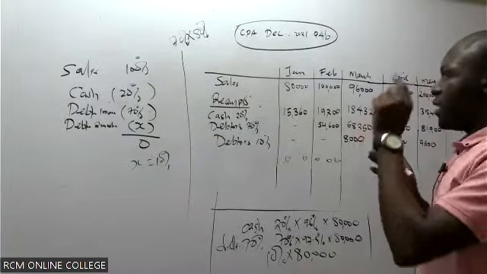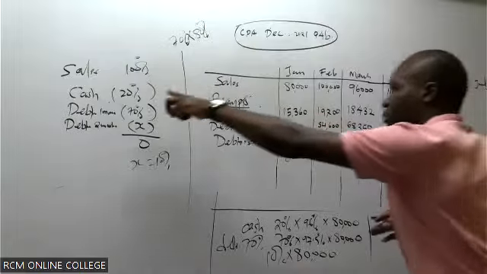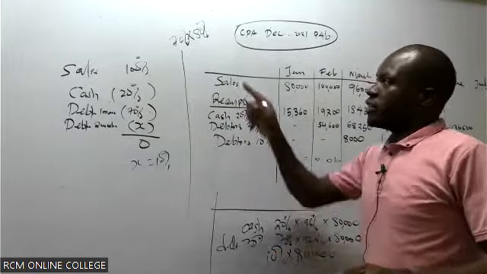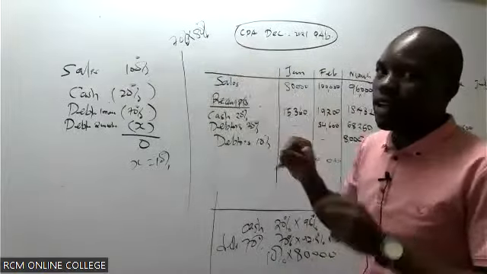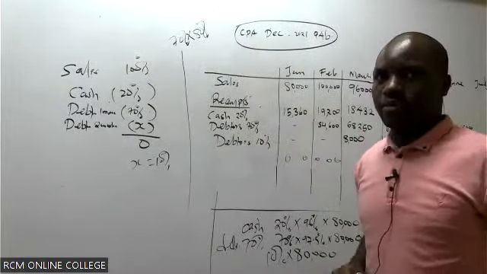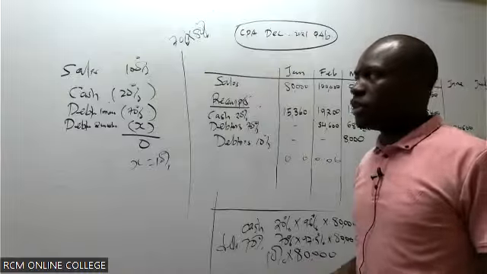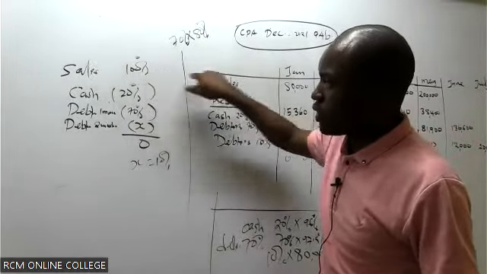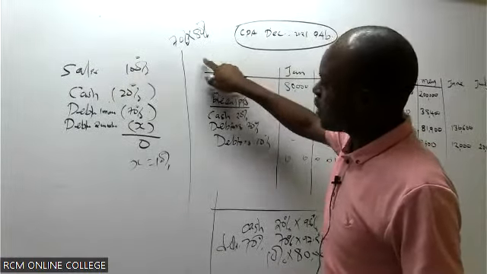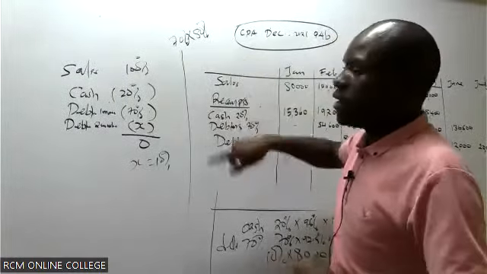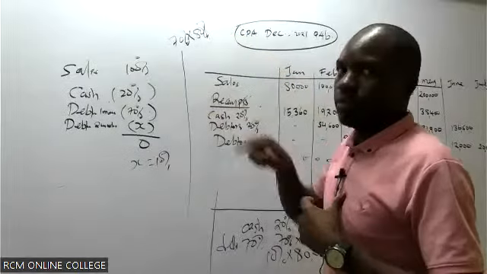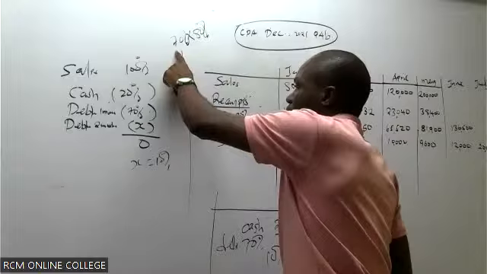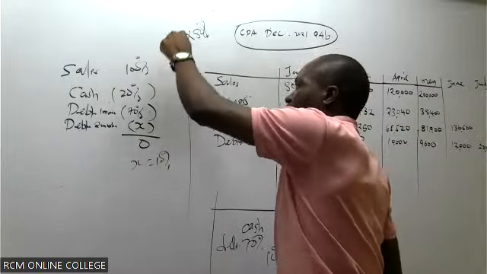So get to understand the language of the examiner. Wanakwambia 20% of what? Of total sales. Alafu kisikia tu 70% of the remaining debtors. It means the remaining debtors ulitoa 20 kwa 100 kwa total sales, umebaki na 80%. So 70% of the remaining ni 70% of 80. Hawajasema 70% of sales.